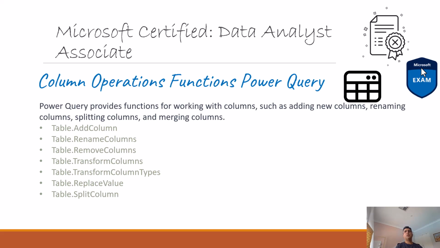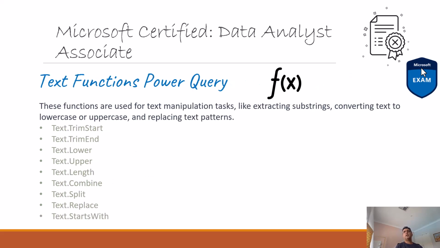Power Query provides functions for working with columns. Maybe you want to rename a column, remove a column, or replace a value in a column. These are the column operation functions available via Power Query. Then there are text functions. Maybe you want to trim empty spaces at the beginning or at the end, convert text to lowercase or uppercase, or find the length of a string. And remember, this is a smaller list, and you can explore them specifically. I'm just giving you the options and the function groups available with Power Query.